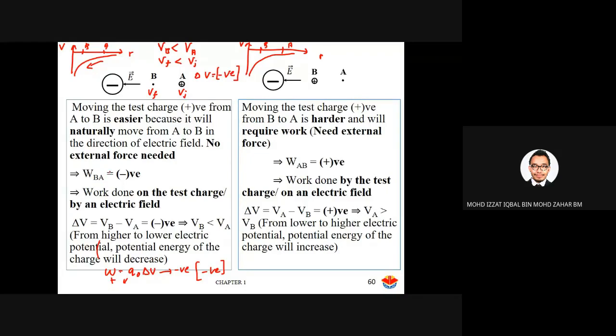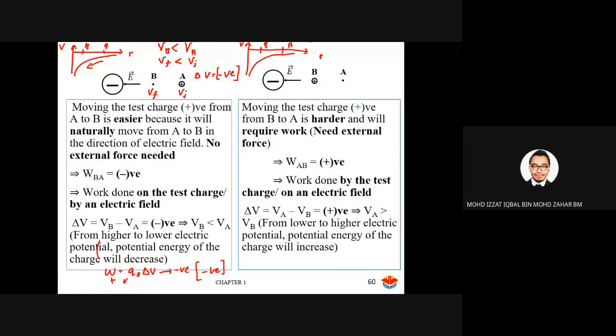Okay, work negative means work done by the system. So kalau kamu ada charge dekat sini dan dekat sini, basically dia opposite charge. Kalau kamu biarkan dia by itself, they will try to move closer. Yang buat kerja tu adalah system ni. Charge ni yang tarik charge tu. Macam tu lah maksud dia. So negative here means work done by the system. You don't have to apply any force. It can move closer together.